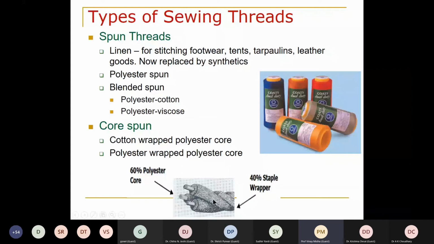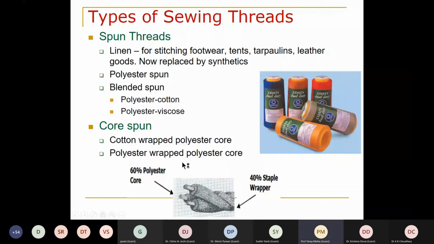Now, these particular sewing threads have higher strength as compared to the cotton and polyester spun threads, because the core is the polyester filament and it will sustain higher loads. And now the wrapper fibers can be either polyester or they can be cotton also.